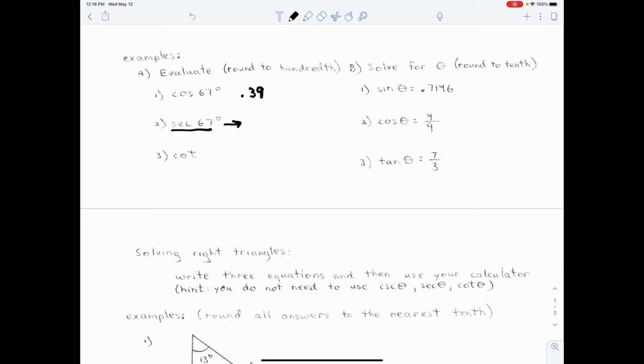Okay, now, the key to the reciprocal problems is rewriting them. If you don't rewrite it, you're probably going to do it incorrectly. This is the same as 1 over the cosine of 67 degrees. And then you type in exactly what it says, 1 divided by the cosine of 67 degrees, and then you push enter. And when you do that, you get 2.56, rounded to the nearest hundredth.